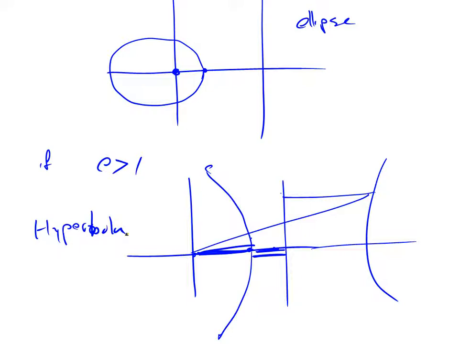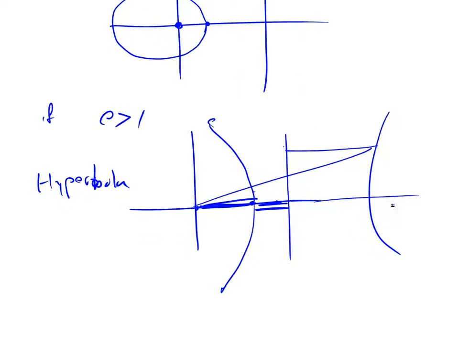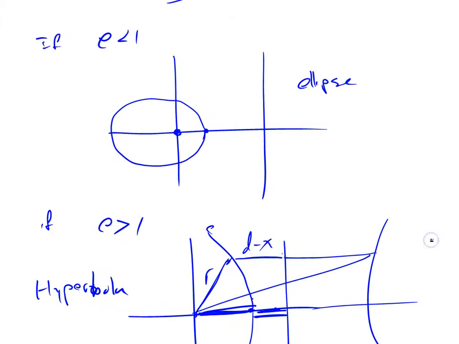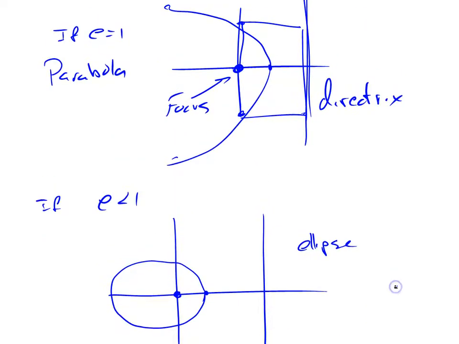All of them come from the relationship of looking at a distance away from the origin and a distance away from some fixed line, and saying that the ratio is going to be some constant. Depending on the value of the constant, you get hyperbolas if that constant's bigger than 1, you get ellipses if that constant is less than 1, and you get parabolas if it's equal to 1.